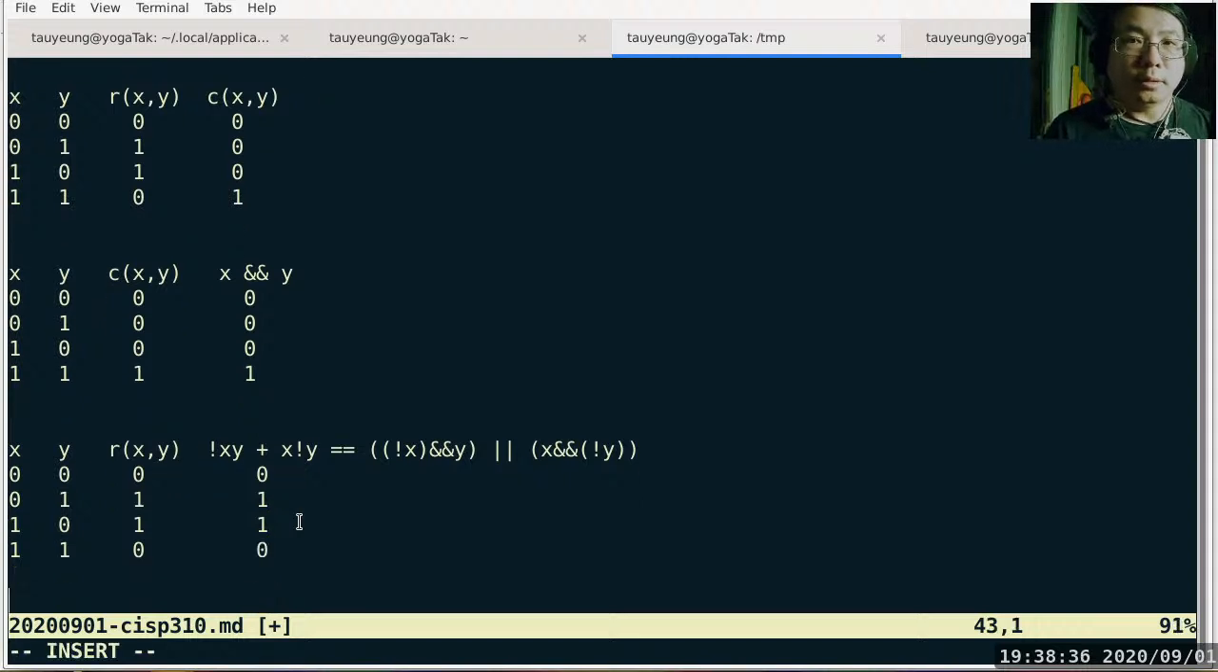So, okay, now we look at this expression here, and then we ask, can we do this using only transistors?